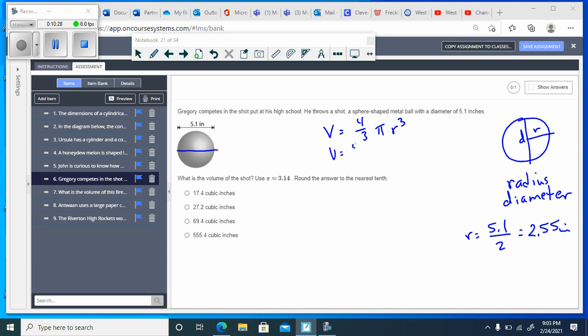Volume is equal to 4/3, 3.14 times 2.55 cubed. Okay, that's 2.55 times itself 3 times. 4 divided by 3 times 3.14 times 2.55 times 2.55 times 2.55. And that would give you 69.4 cubic inches right there.